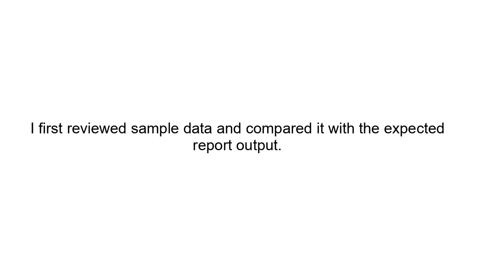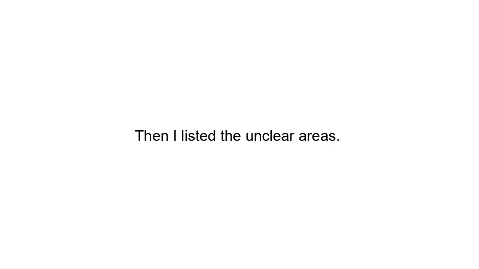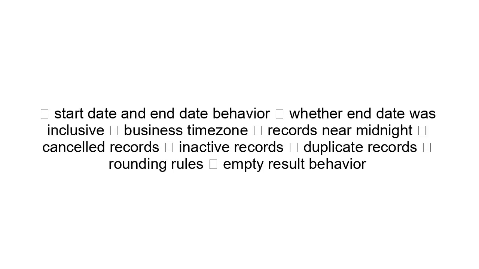Action: I first reviewed sample data and compared it with the expected report output. Then, I listed the unclear areas. The unclear areas included start date and end date behavior, whether end date was inclusive, business time zone, records near midnight, canceled records, inactive records, duplicate records, rounding rules, empty result behavior.